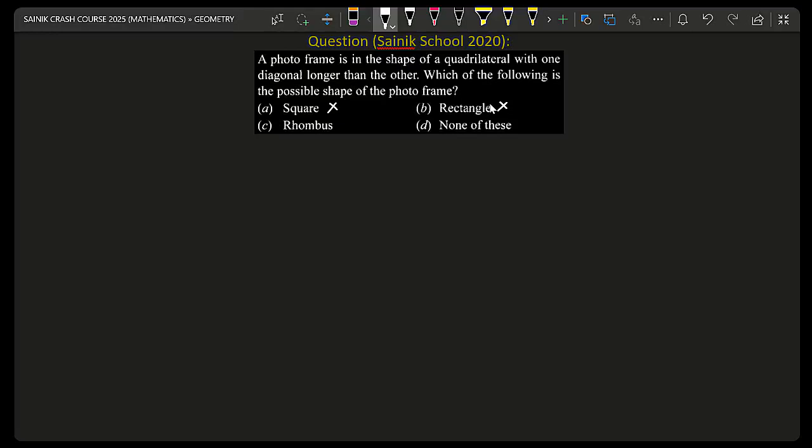May be equal, may not be equal. We cannot decide, because in rhombus, if the diagonals become equal, it may become a square also. But they are asking for a possible shape. Is rhombus possible or not? Yes, sir. You take a rhombus, you can see one diagonal longer and one diagonal shorter is possible. You can see the vertical diagonal is longer and the horizontal diagonal is shorter. So the possible figure is option C. Okay, very good, Sriyash.